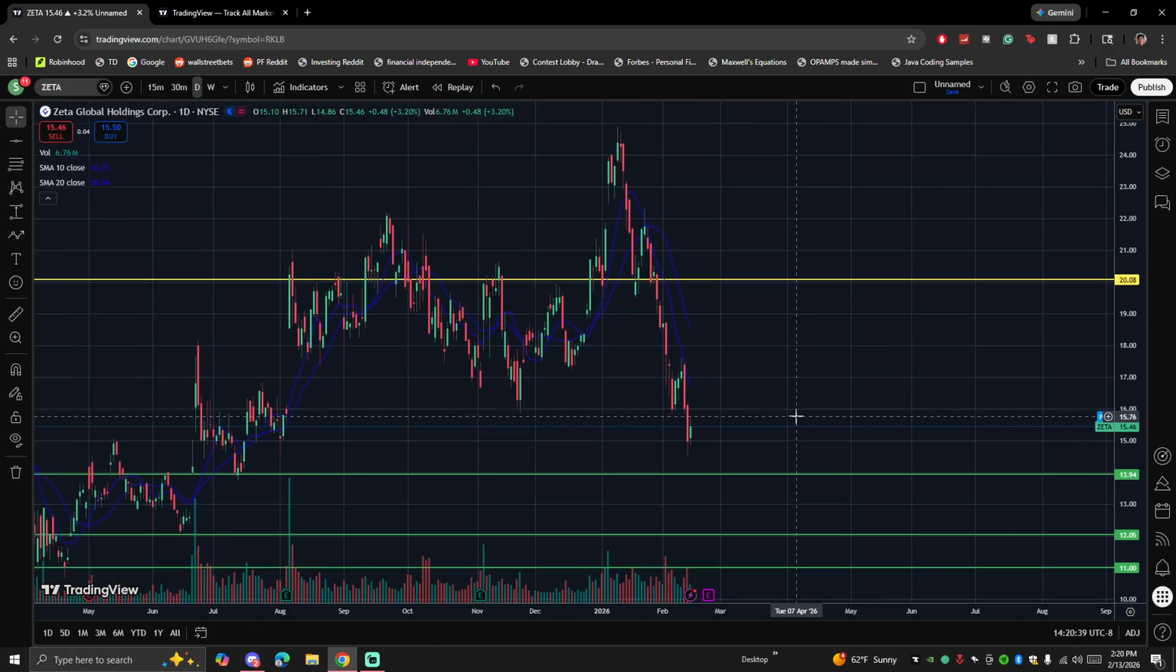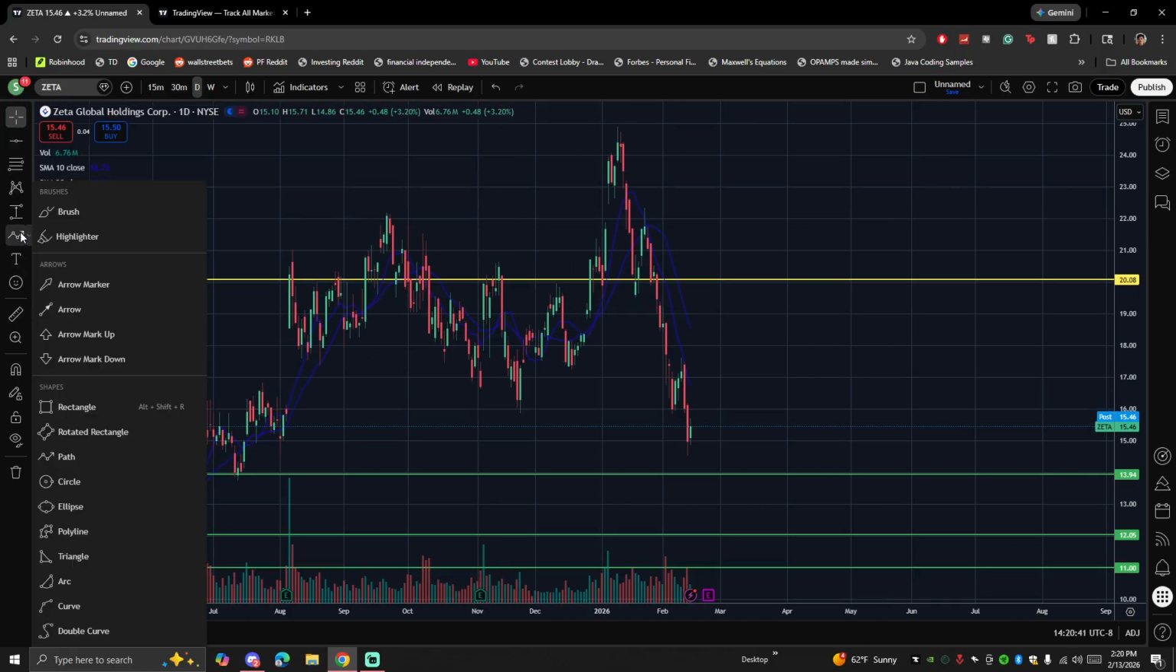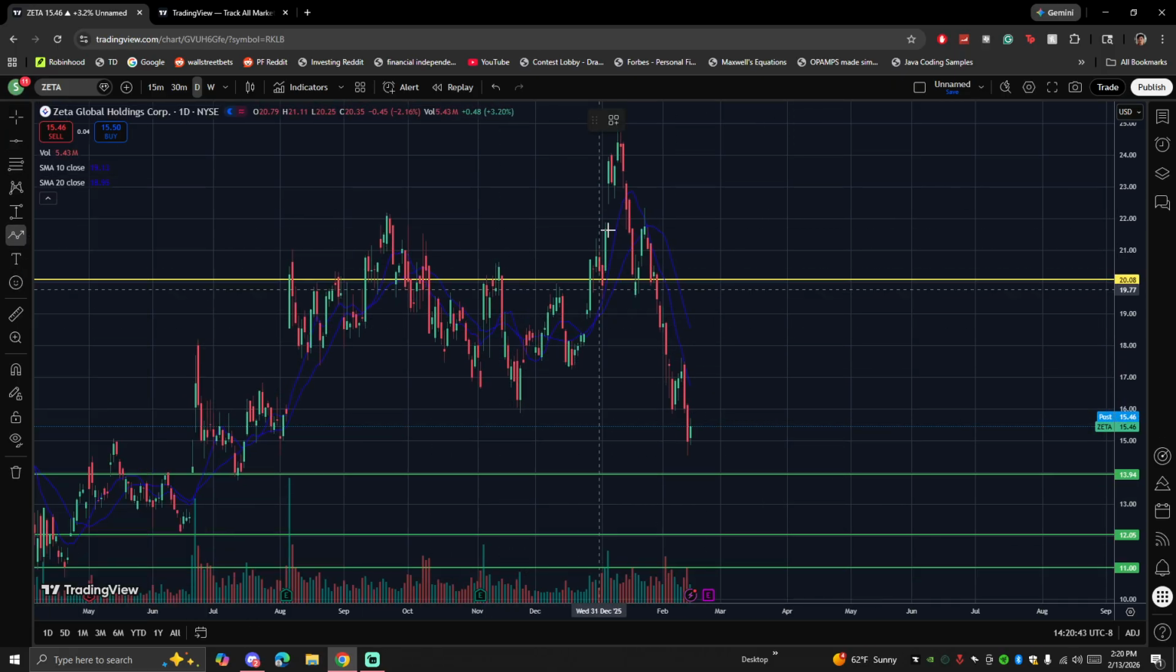If I look at the market structure for this, it came up here, bounced off this level, made a higher high, but then it started making lower highs, lower lows, lower highs, and it's in the middle of potentially forming a lower low here before maybe bouncing off.